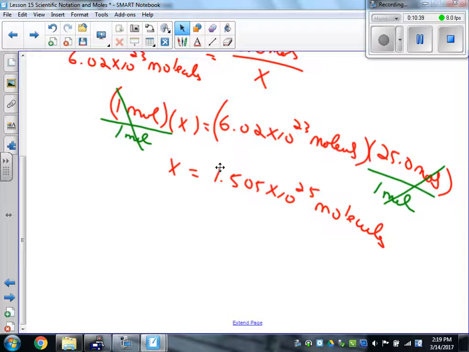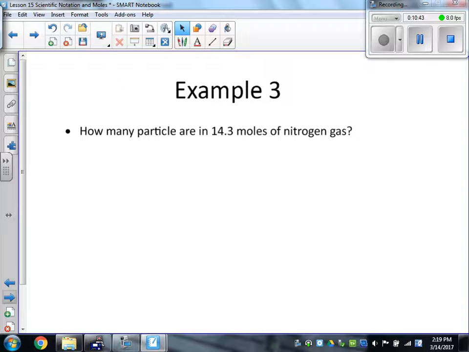Okay. And the last one here, I don't know, remember if we got to this. Did we do this one or not? I don't think we got quite this far. So let's do the last one here, and then we'll move on to the next lesson. 14.3 moles of nitrogen gas. Okay, by the way, it should be how many particles are in 14.3 moles of nitrogen gas. Nitrogen gas, just out of curiosity, because eventually we are going to do this. What's the formula for nitrogen gas?